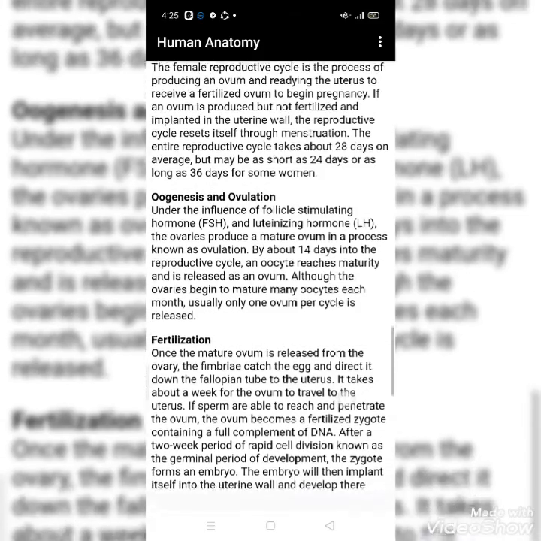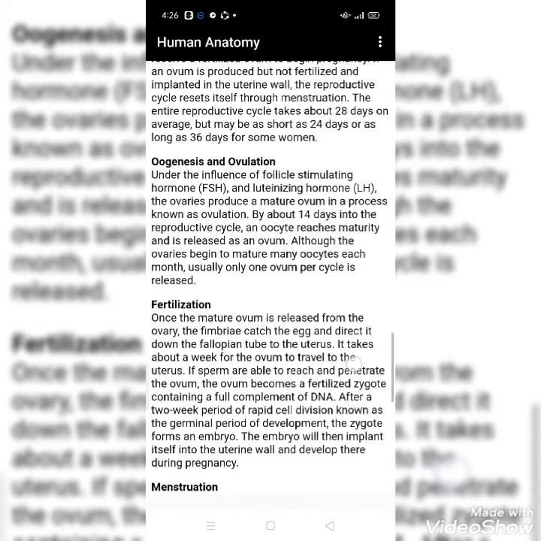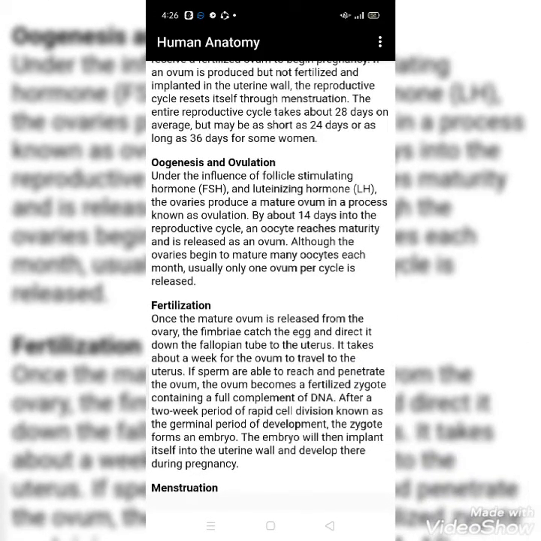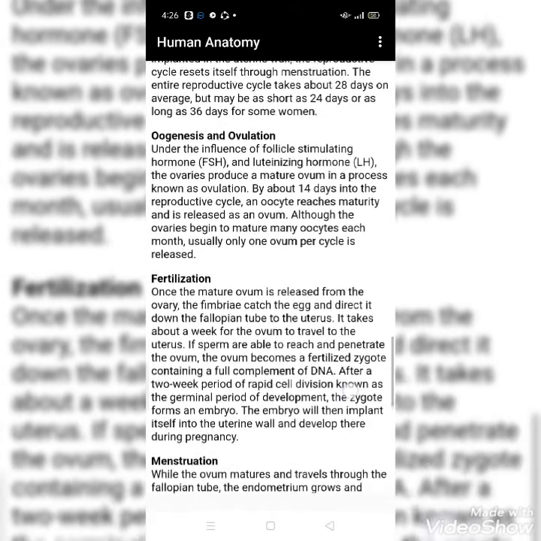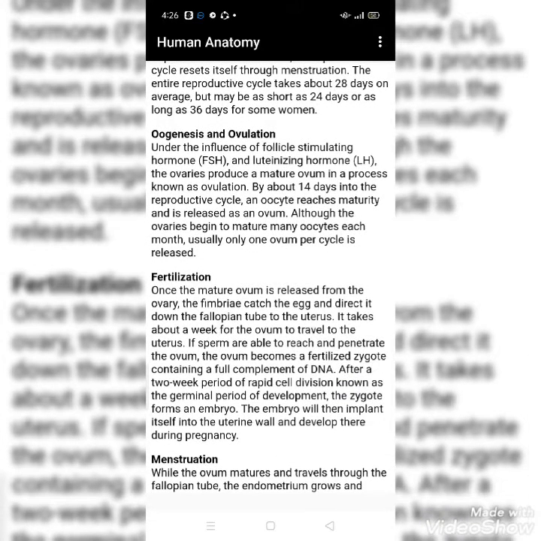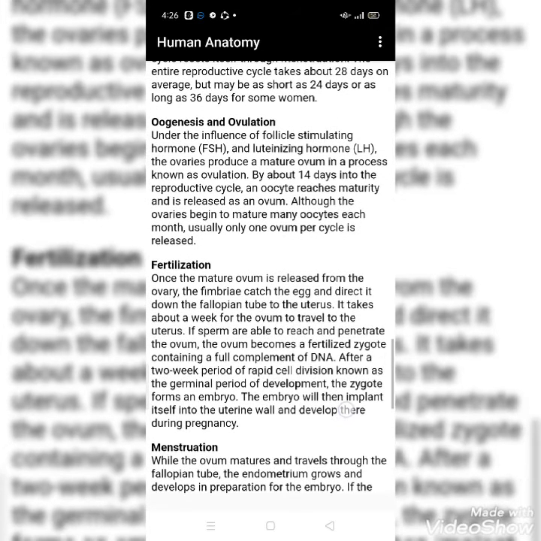Oogenesis and ovulation: under the influence of follicle stimulating hormone and luteinizing hormone, the ovaries produce a mature ovum in a process known as ovulation. By about 14 days into the reproductive cycle, an oocyte reaches maturity and is released as an ovum. Although the ovaries begin to mature many oocytes each month, usually only one ovum per cycle is released.